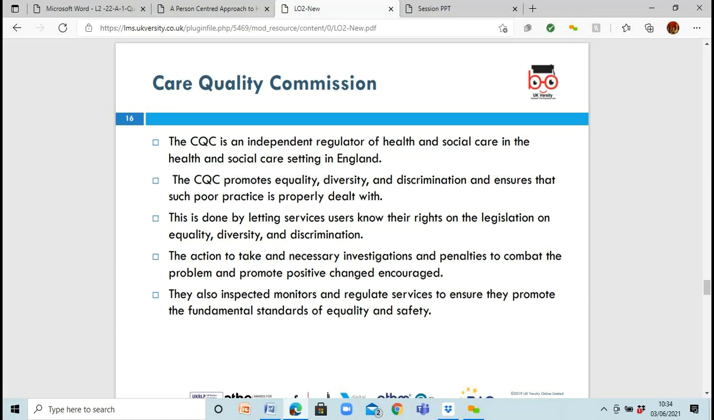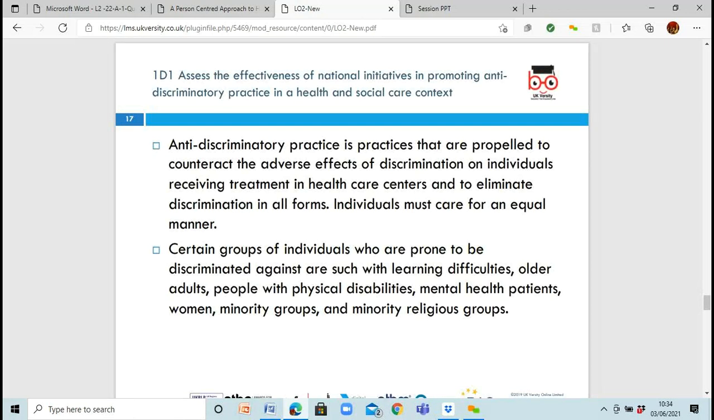So shall we go on to the distinction question? Let's see. So this is just about the effectiveness of national initiatives. So we're going to assess the effectiveness of national initiatives in promoting anti-discriminatory practice in a health and social care context. So when we're in work anyway, we want to make sure that we're getting an anti-discriminatory practice regardless, and that we're looking at promoting equality and diversity and so on.